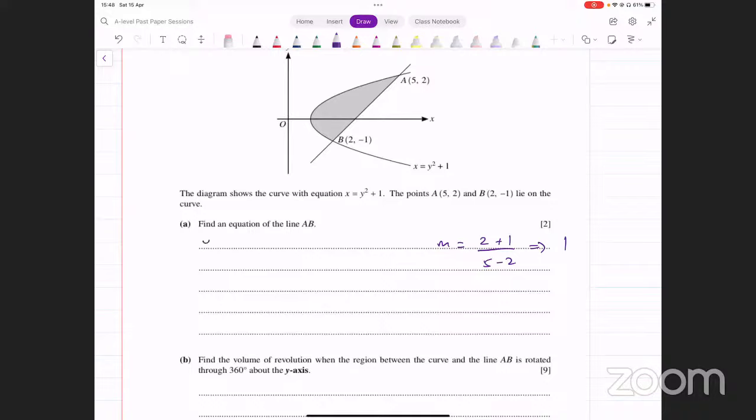You can use y minus y1 equals m into x minus x1 and write down the equation. कोई भी एक point ले लें, let's say मैं 5 और 2 ले लेता हूँ, उसमें दोनों positive numbers आ रहे हैं, so let's just use that. Y minus 2 equals m, which is 1 into x minus 5. This is the equation that we get. You can leave it in this form if you want, or you can also make y the subject, and that would give you y equal to x minus 5 plus 2, which is x minus 3. That's the equation of the line AB that we were looking for.